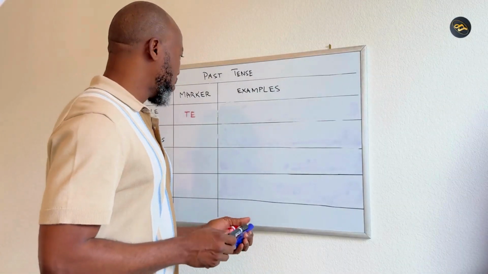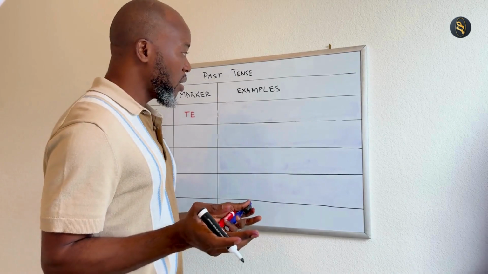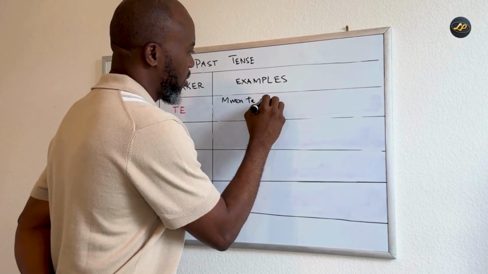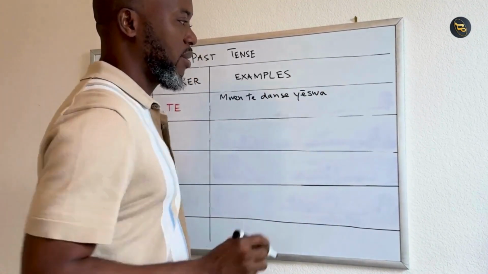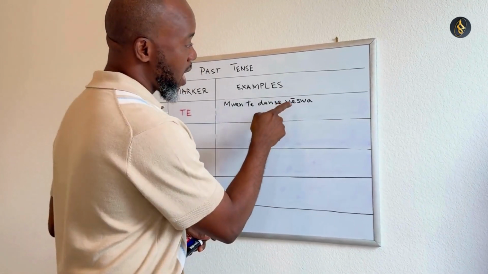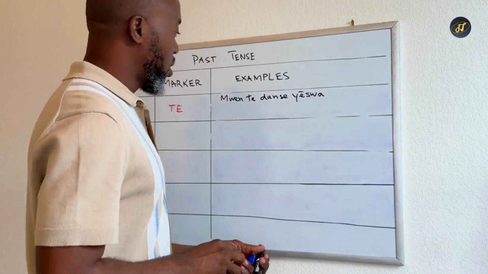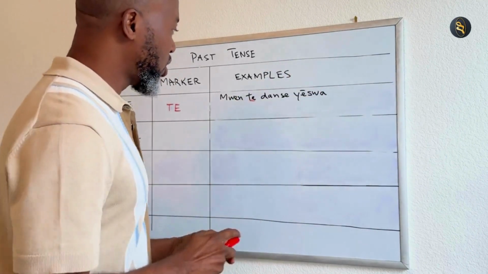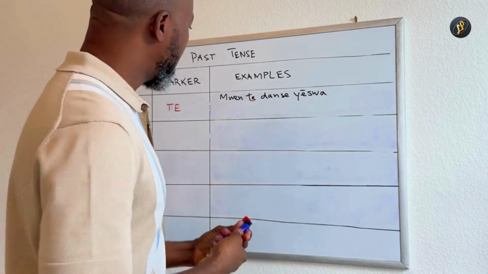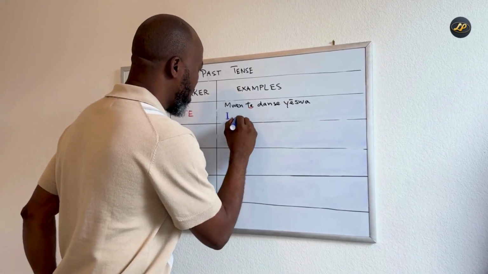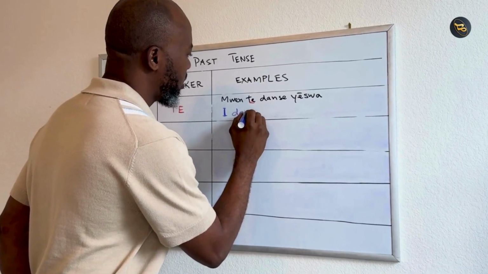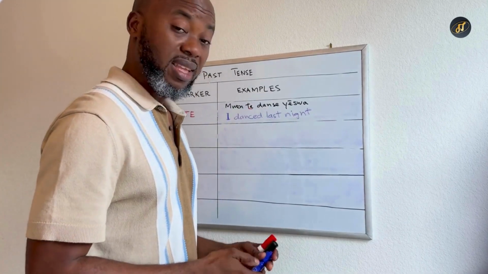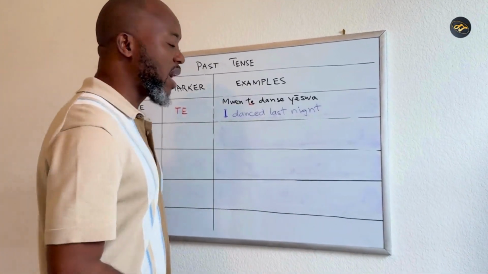And one example would be: Mwen te danse hier soir. That's our marker. Translation: it means I danced last night. I danced last night. Okay?